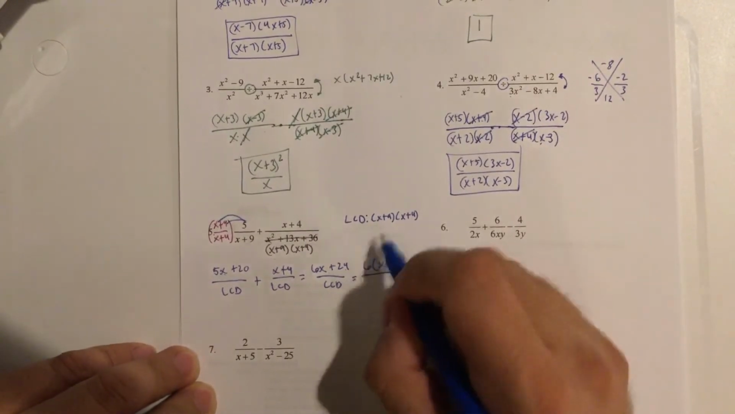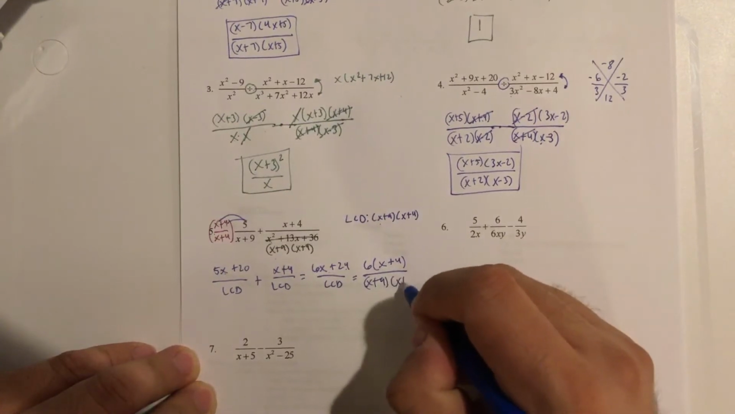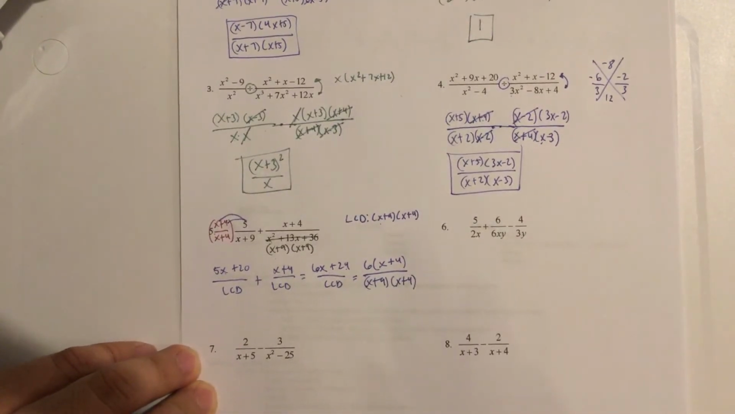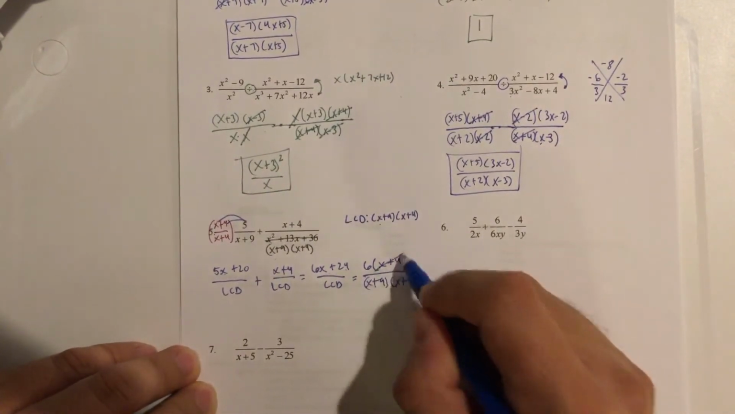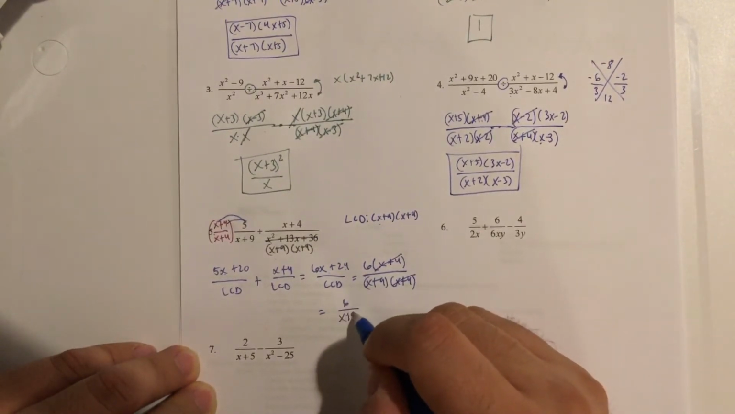Now instead of writing LCD, I'm actually going to write x plus 9, x plus 4. And from here, we can see that the x plus 4s are common, so we're going to cross those out. And then my final answer is going to be 6 over x plus 9.